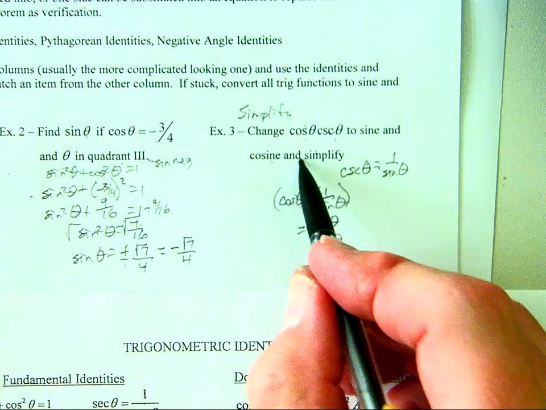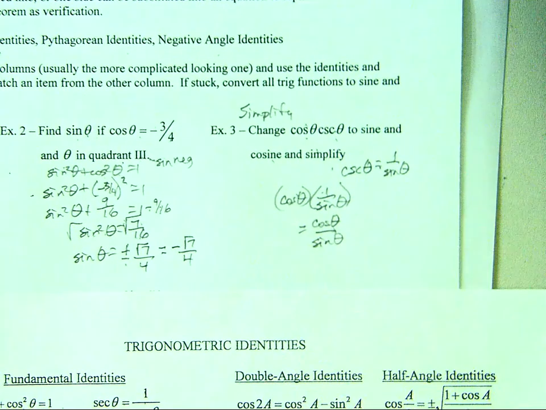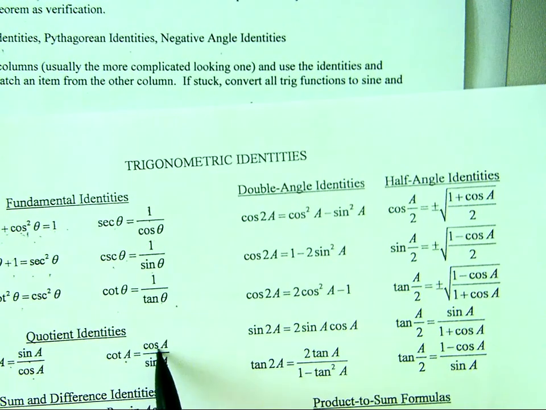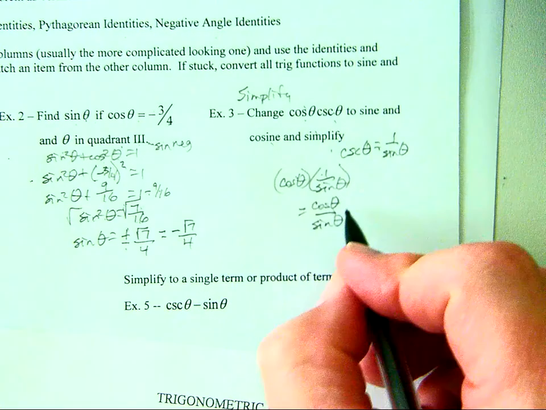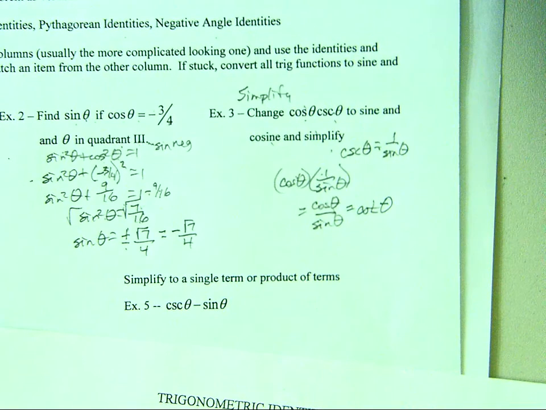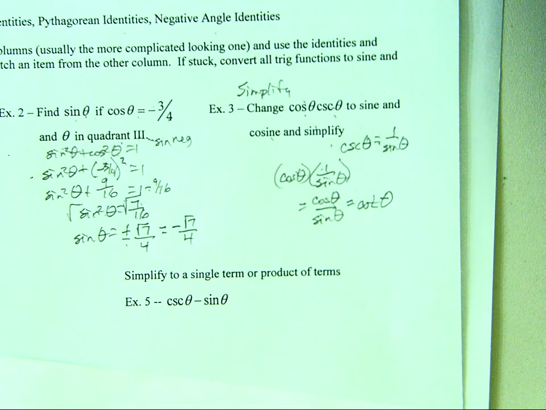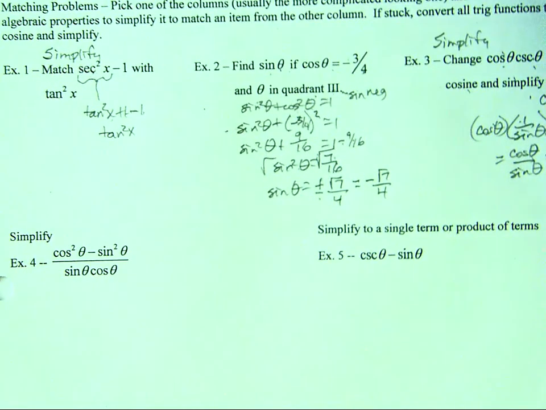Well, it says and simplify. If we look at our identity sheet, at our quotient identities, you can see here that cosine over sine equals cotangent. So that simplifies as cotangent theta. So we simplify it. There's a lot of uses for simplifying these. Look at this next example.